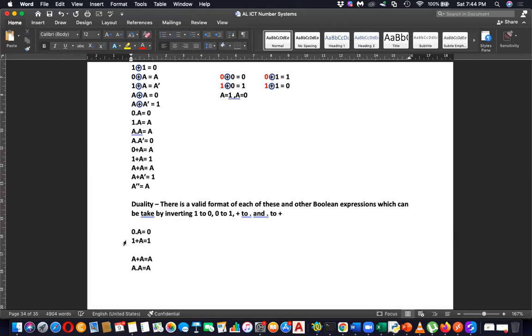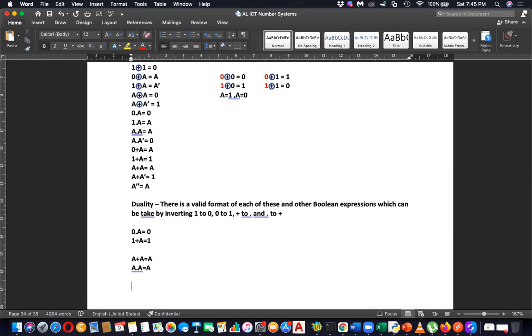මොකද්ද කරන්න ඕන? 0 තියෙන තැන් වලට 1 දාන්න. ඩොට් තියෙන තැන් වලට ප්ලස් දාන්න. A වෙනස් කරන්න දෙයක් නැහැ. ප්ලස් වෙනුවට ඩොට්, A වෙනුවට A, A වෙනුවට A.